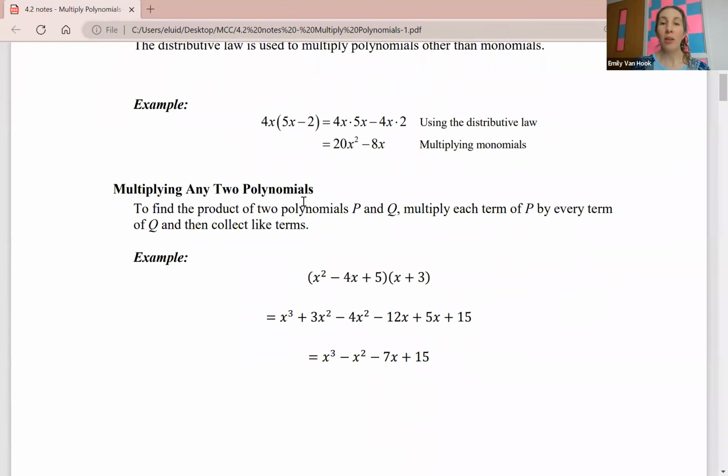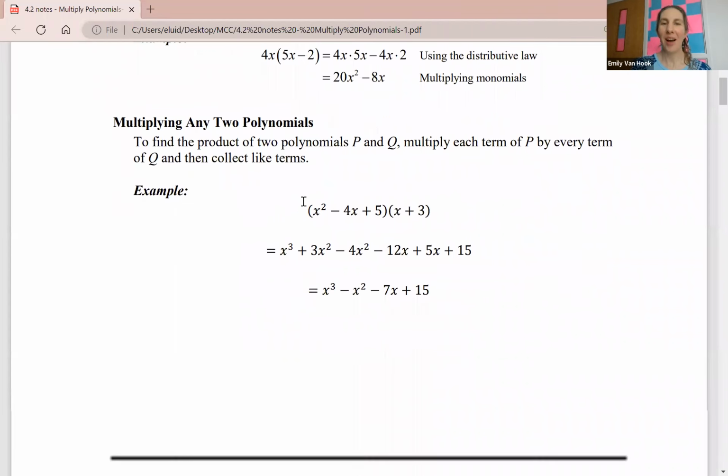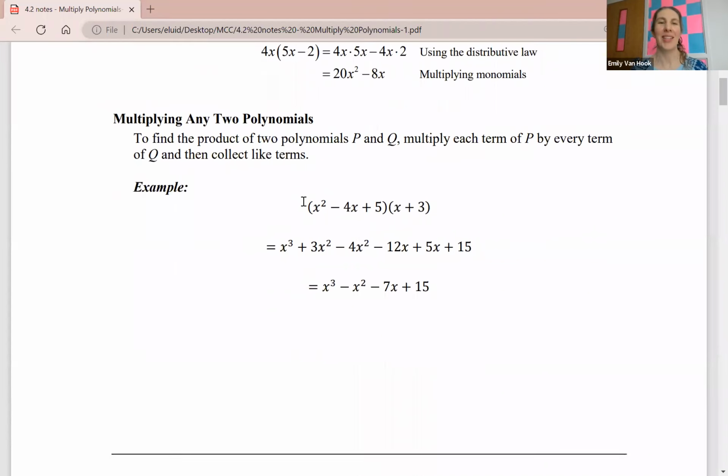We have a trinomial times a binomial. There's no special formula to go with this necessarily. The sentence that we read says, to find the product of two polynomials p and q, multiply each term of p by every term of q, then collect like terms. We're distributing. So I'm going to just demonstrate what's going on here, drawing some arrows, maybe using some different colors.